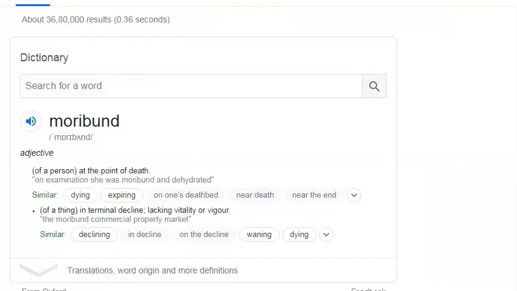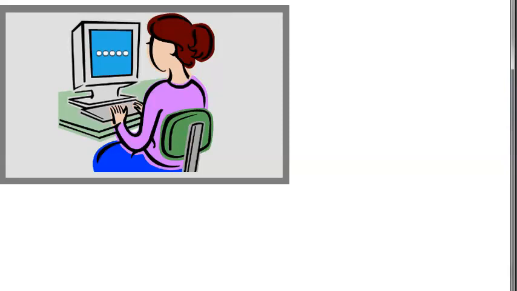Moribund is somebody who is at the point of death. They are declining, lacking vitality or vigor. So, guys, triage is best carried out at the disaster site. You can decide whose transportation is also priority, whose admission to the hospital is also priority. You can decide all this at the disaster site itself. If you do it, it's good.